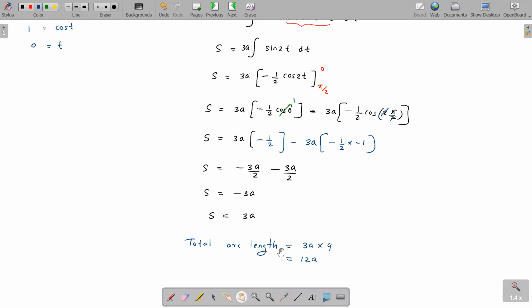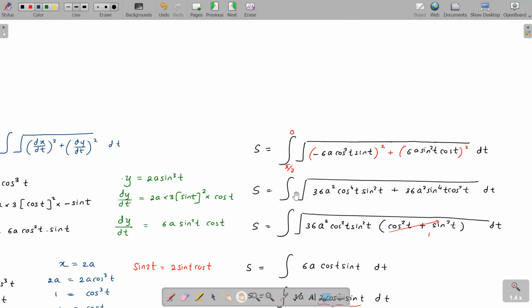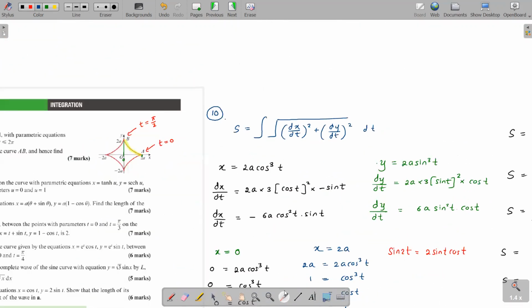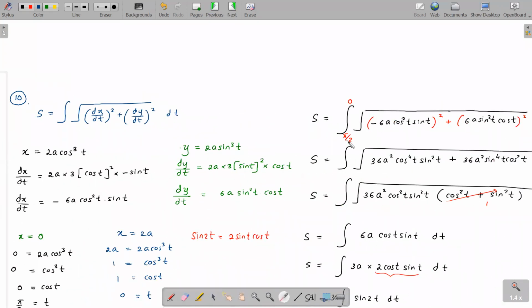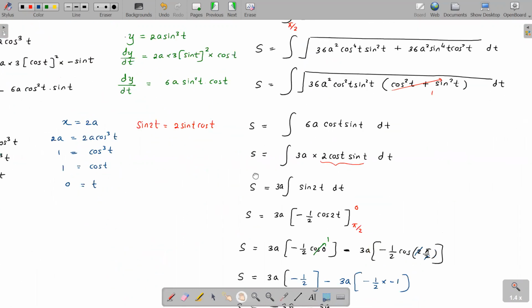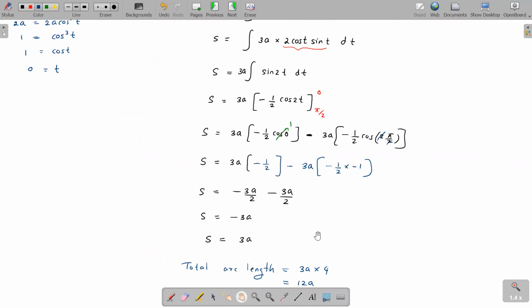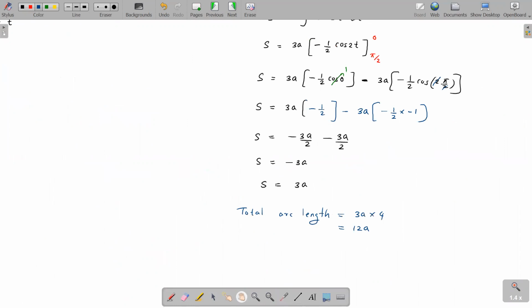Once again, because they said arc length AB, we can use the TA, TB limits, which means instead of going in this manner, we can go from 0 to pi over 2. If you use 0 to pi over 2, you will immediately get the positive 3a. Even if I use the other way, I get negative, so it's fine. Just make sure, since it's the arc length, that you take the modulus of it. Okay, fine. Then let's move on.